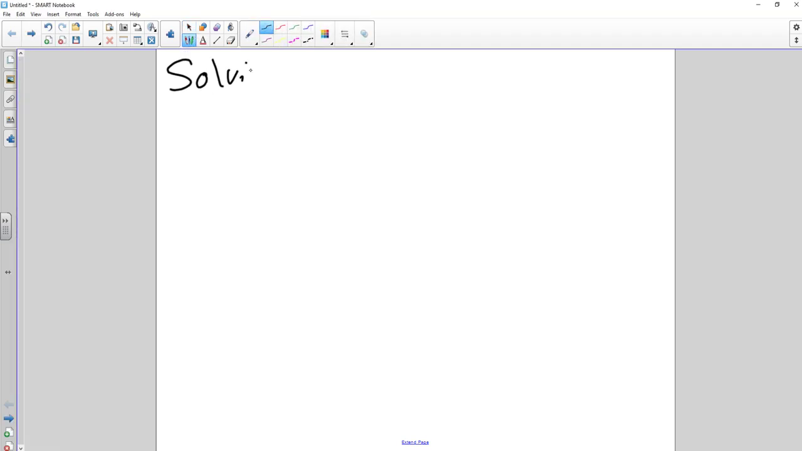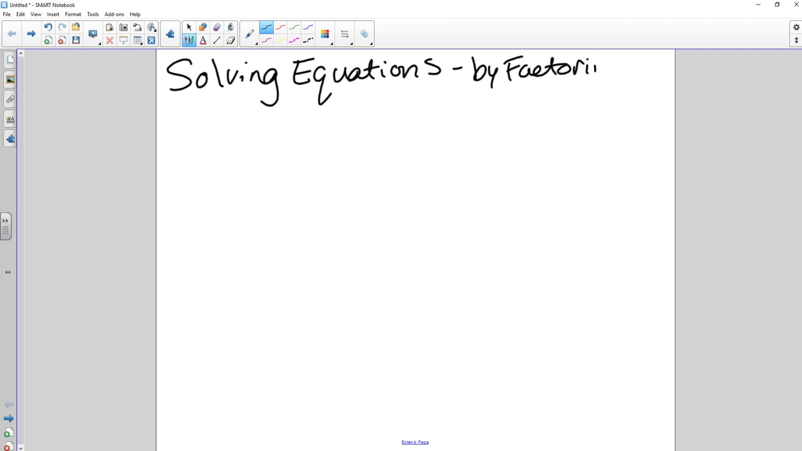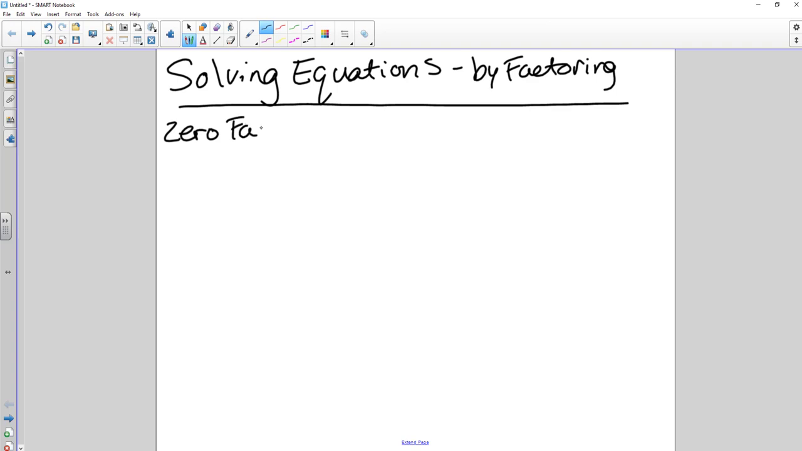Solving equations by factoring. So there's one main property that we're going to use to do this. It's called the zero factor property.